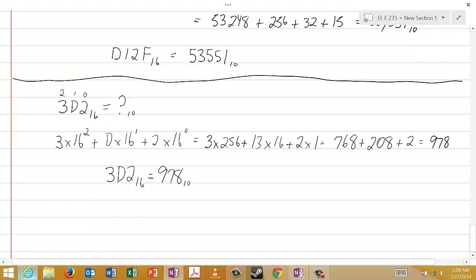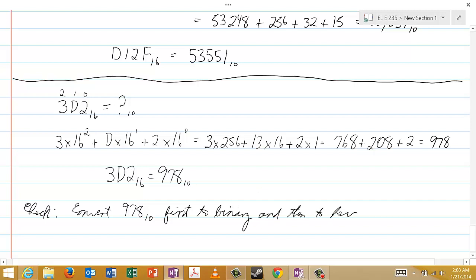Now, you might be wondering about an easy way to check this. Let me show you one easy way to check it. Our plan will be this: we will convert 978 base 10 first to binary, and then to hexadecimal.